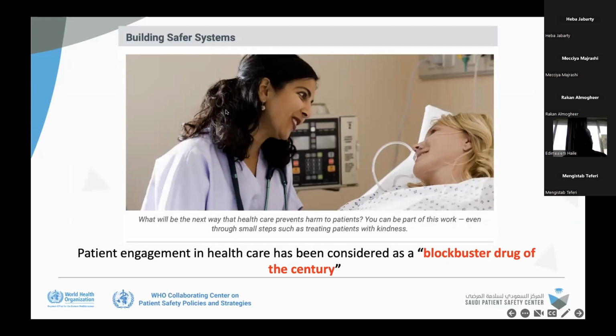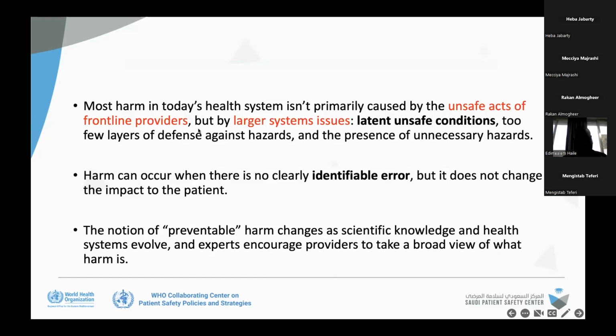In these pictures, we really include the patient at every level of the system, believing that patient engagement in healthcare has been considered the blockbuster drug of the century. So when we think of preventing errors, we always have to think about including the patient, because most harm today in the healthcare system involves all the factors of the system, including the patients.